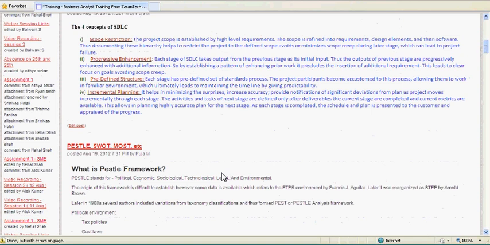Now, guys, who can tell me, Ryan, how about you? What is the SDLC? Ryan, do you hear me? Yeah, I can hear you. Okay, what is the SDLC?